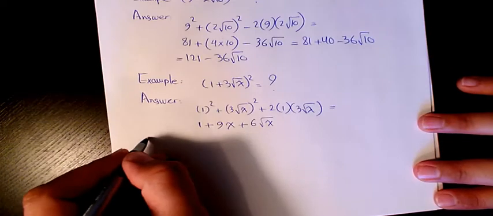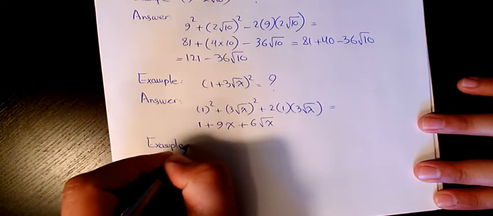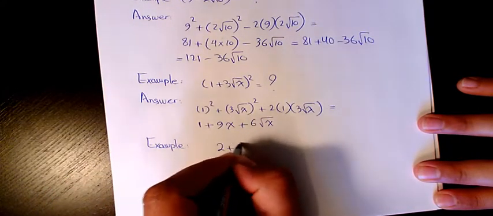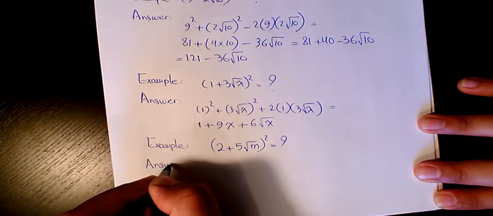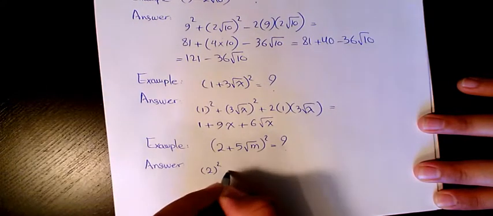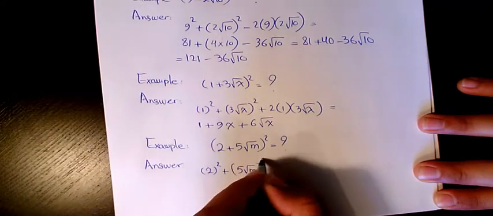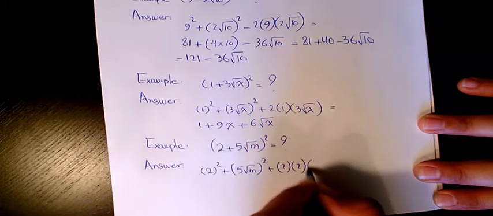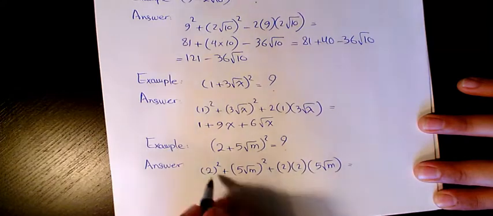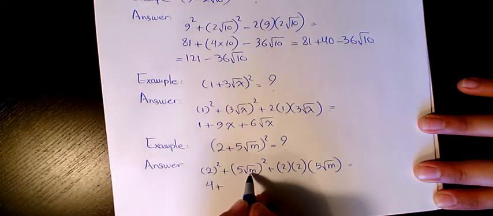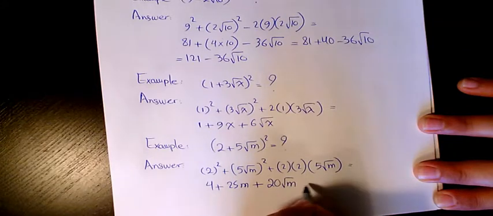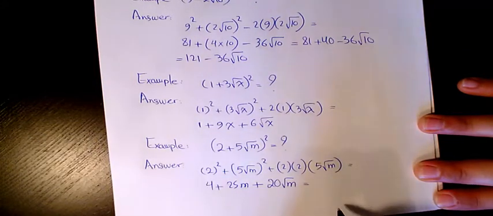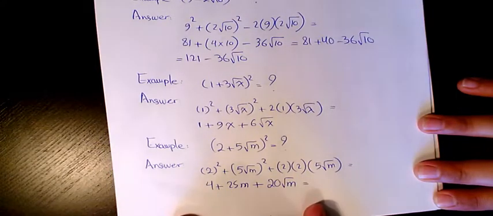Next example. We have (2 plus 5 root m) squared. Answer is 2 squared plus (5 root m) squared plus 2 times 5 root m. So 2 squared is 4. (5 root m) squared is 25m. 2 times 5 root m is going to be 20 root m. And we cannot basically simplify more than that. We just leave it like that. So that's the final answer.